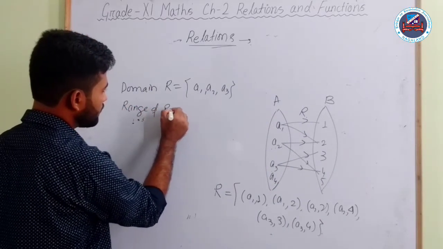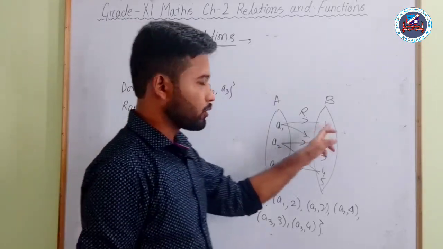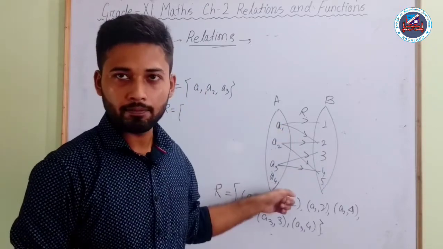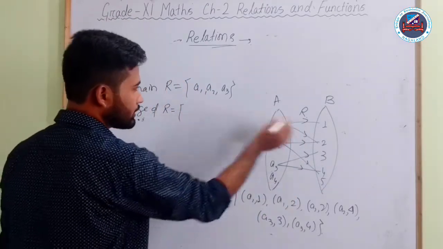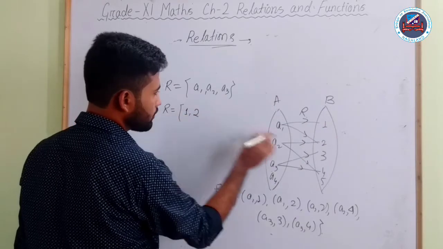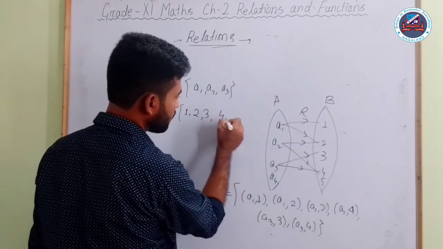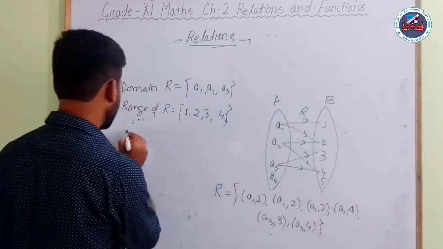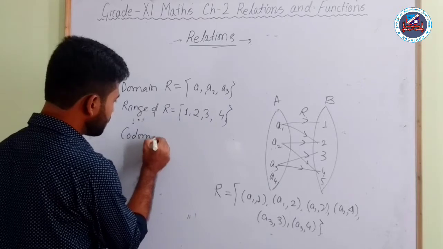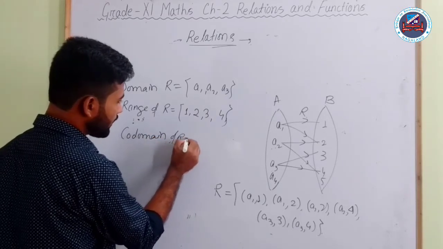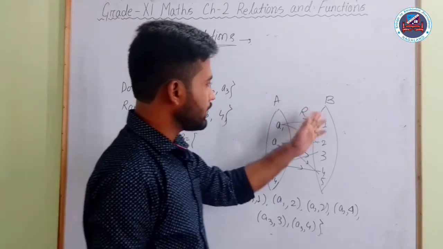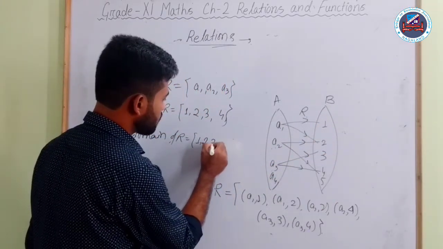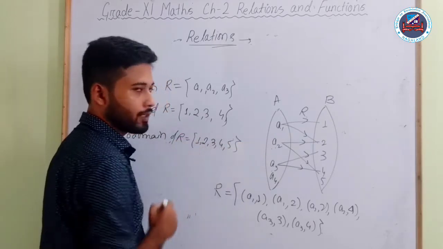Range of R: those elements which are connected to at least one element of the set A. So what are the ranges? It will be 1, 2, 3 and 4. 5 is not connected to any of the elements, so we shall not consider 5 in the range part. What is the codomain of R? Codomain of R will be all the elements of the set B, that is, 1, 2, 3, 4 and 5.